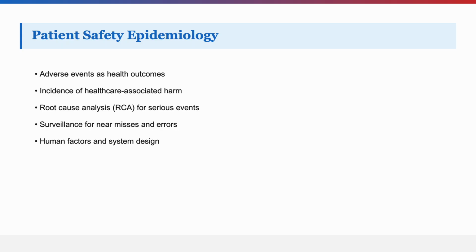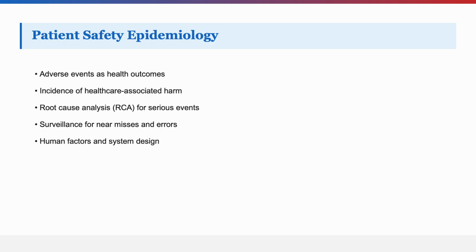Patient safety epidemiology treats adverse events as health outcomes to be measured, analyzed, and prevented. The Institute of Medicine's 1999 report, "To Err is Human," brought epidemiological thinking to patient safety. Estimates that 44,000 to 98,000 Americans died annually from medical errors applied epidemiological methods to quantify harm. Incidence of healthcare-associated harm, surgical complications, medication errors, hospital-acquired infections, falls, is tracked using epidemiological surveillance methods.